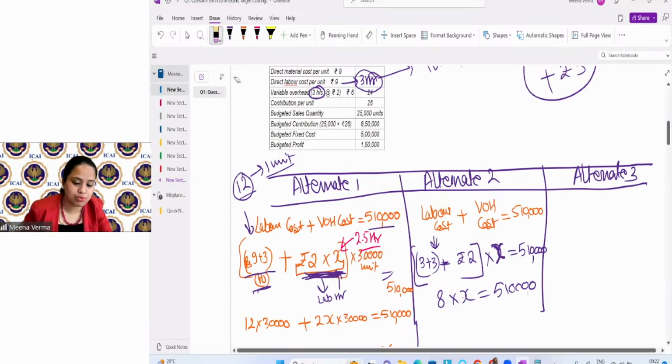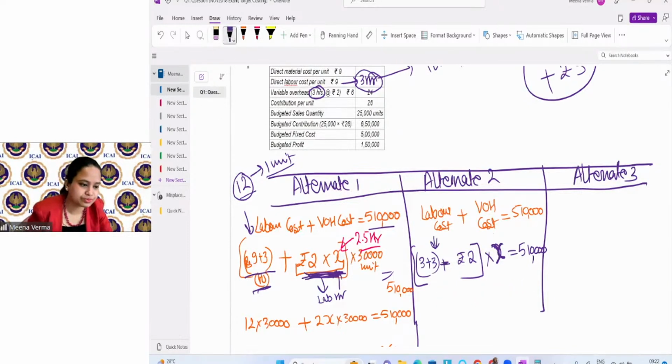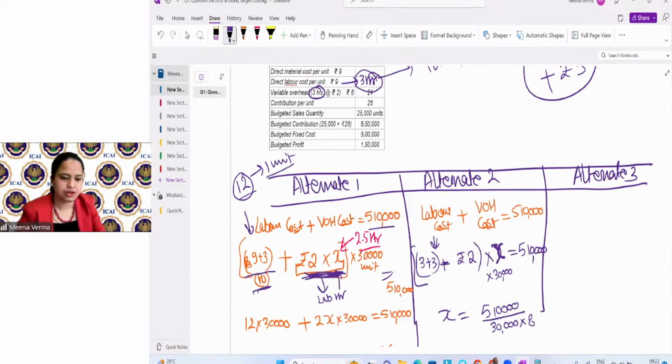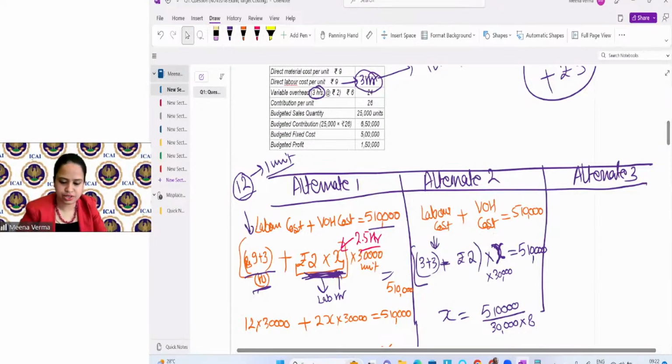We are producing how many units? This is for 1 unit, right? This will come for 1 unit. And here we are producing how many units? 30,000 units. So just multiply it with the number of units also, into 30,000. Right? Now find the value of x here. So 5,10,000 divided by 30,000 divided by 8. Can I solve it? And tell me what is it coming.